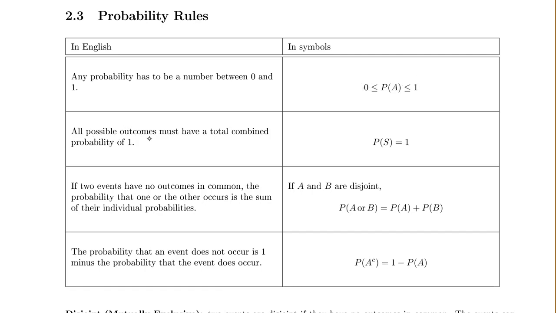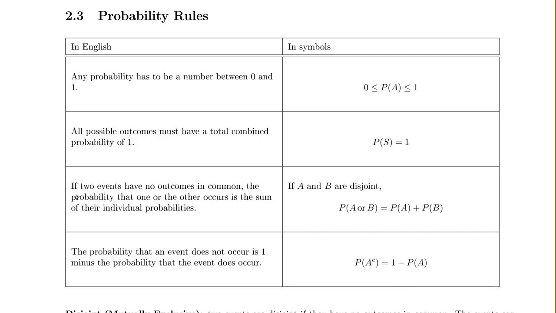Now, all your possible outcomes, if you add them all up, have to have a total combined probability of 1. That makes sense, right? If you're talking about flipping a coin, you have 50% heads, 50% tails, that has to add up to 1 or 100%. So the probability of the entire sample space put together has to be 1.